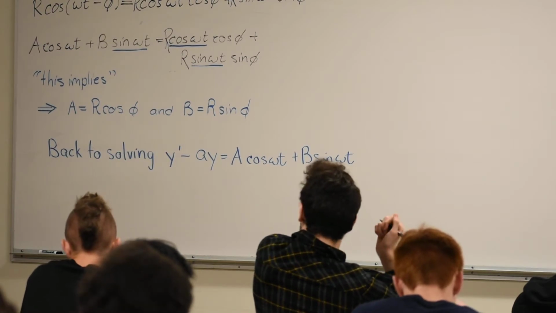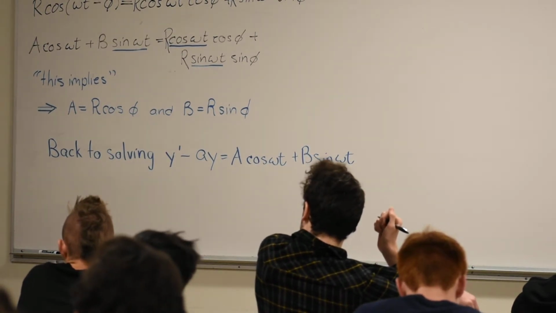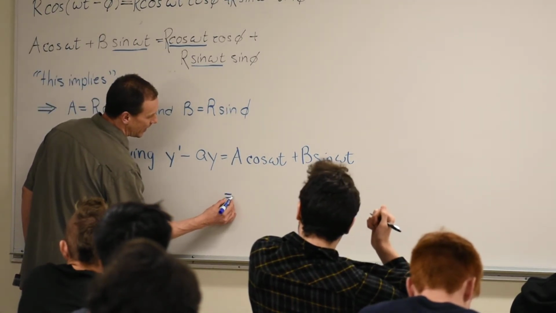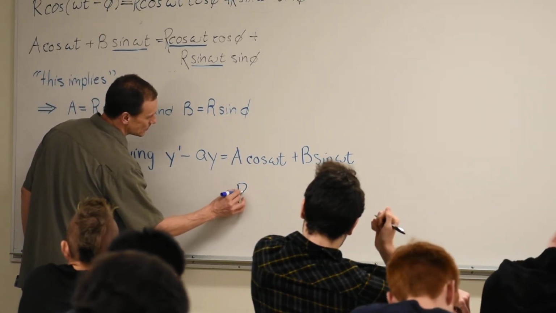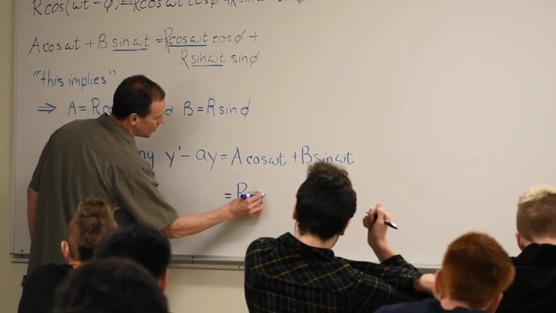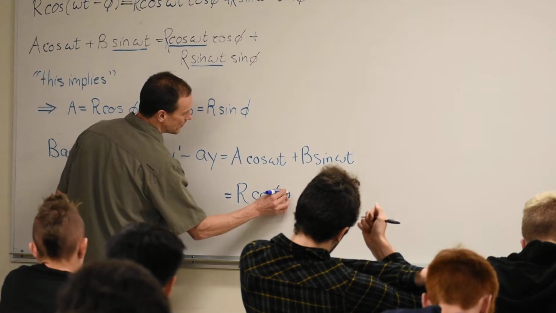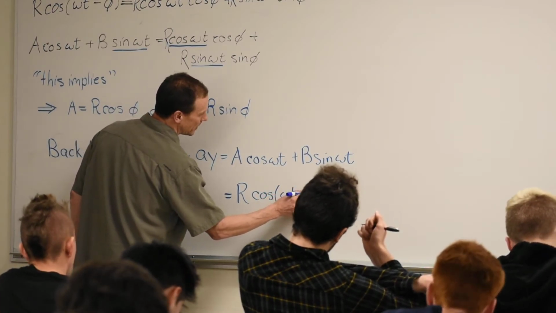Okay. Now the first thing that we can do is this. We said that we can write this now as R times the cosine of omega t minus phi.